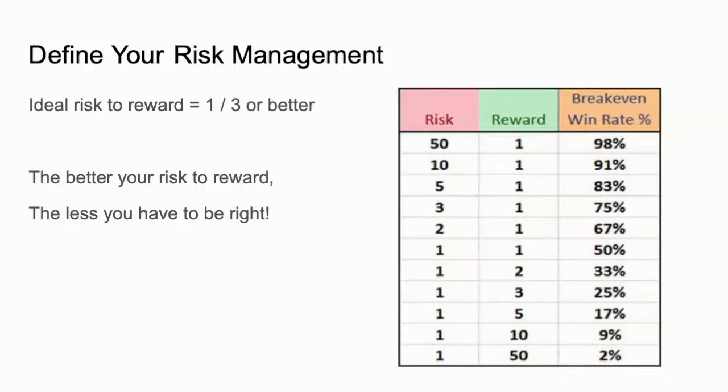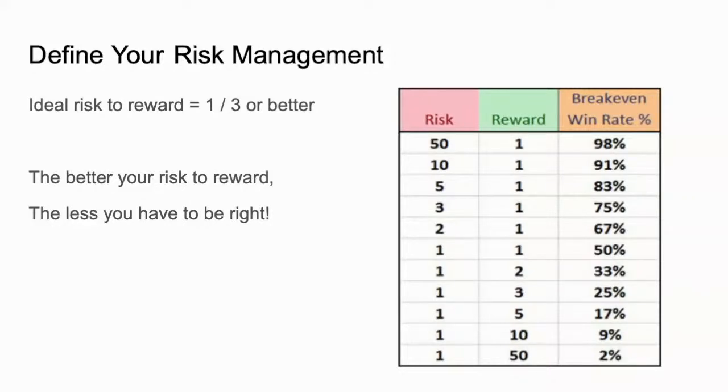What is risk management? All right, so ideally you want your risk to reward to be 1 to 3 or better. And better means a larger second number. So 1 to 3, 1 to 4, 1 to 5. And why is this? Well, because that number stands for this. The first number is how much you stand to lose. The second number is how much you stand to make. So a 1 to 3 risk to reward means that you're going to risk $1 to make $3.